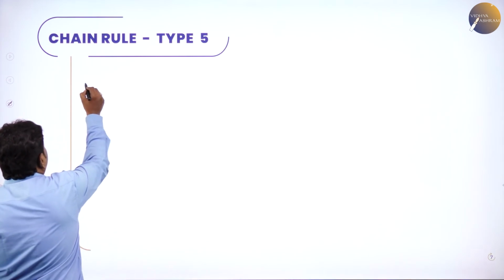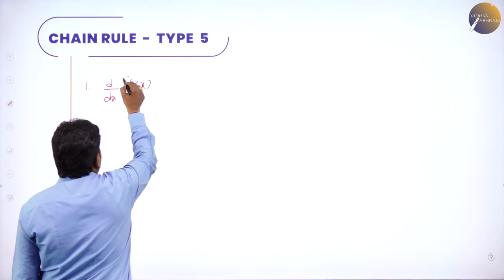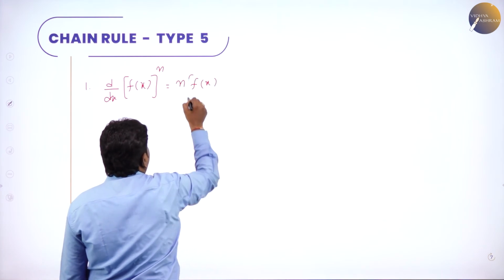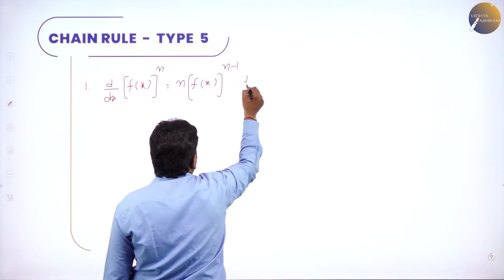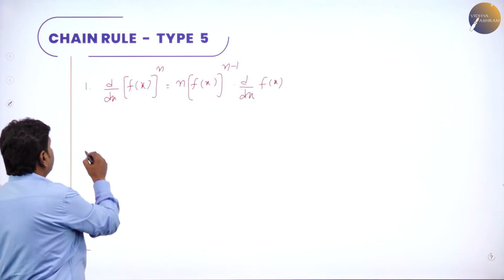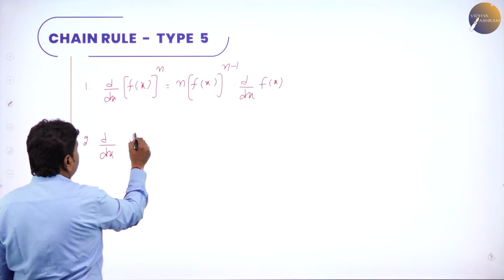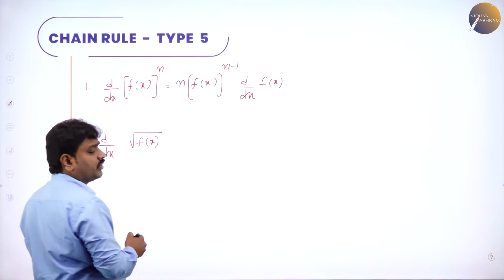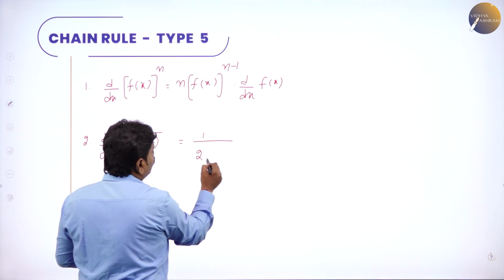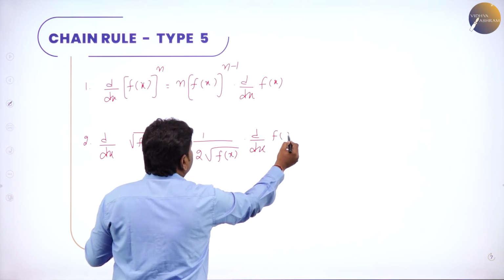In today's class, the first and foremost thing I discussed is d by dx of f of x power n. What is d by dx of f of x power n? I taught you, it will be n into f of x power n minus 1 into d by dx of the internal function. What is the internal function? F of x. Then the second type I taught you is root f of x. Use the formula. What is d by dx of root x? 1 by 2 root x. What is the derivative of root f of x? 1 by 2 root f of x into d by dx of the internal function. What is the internal function? F of x.